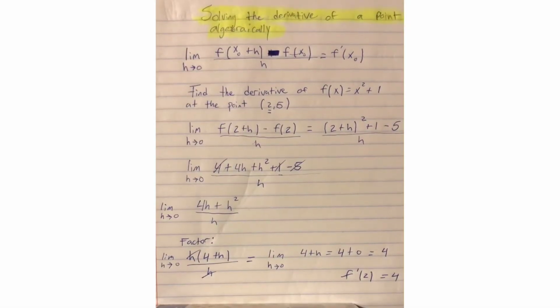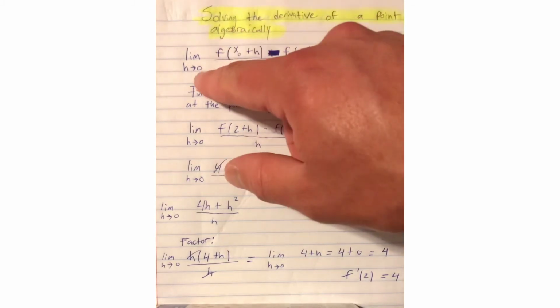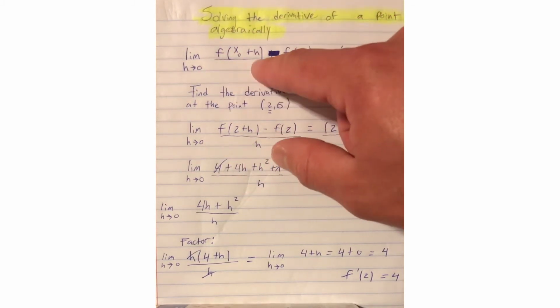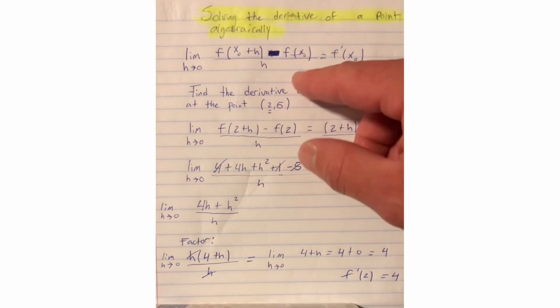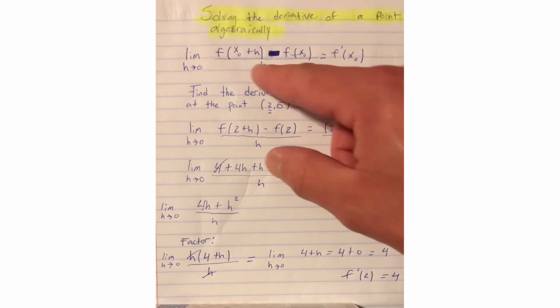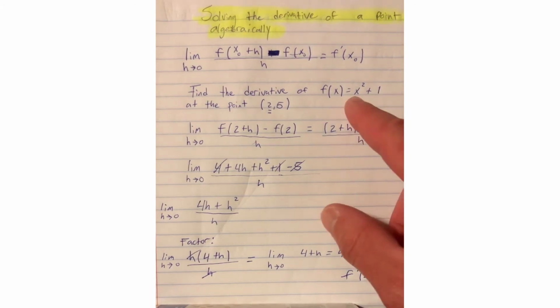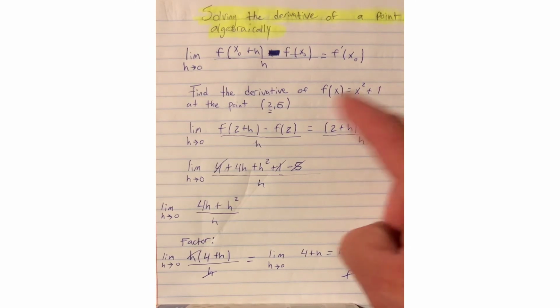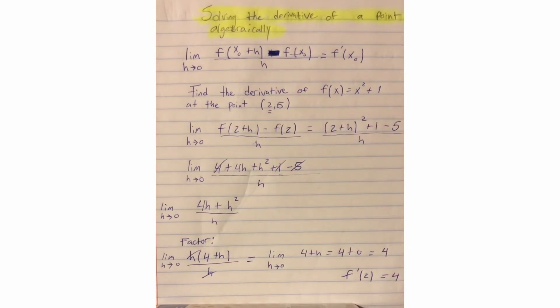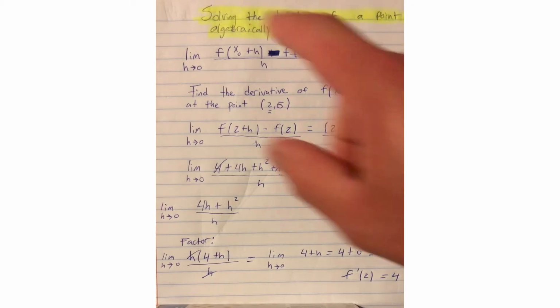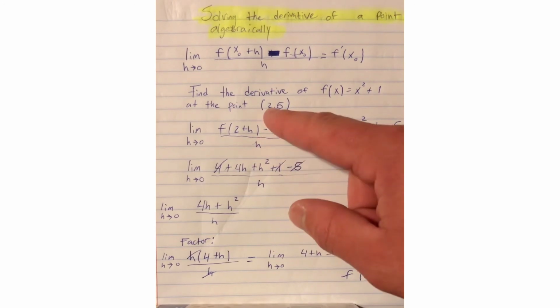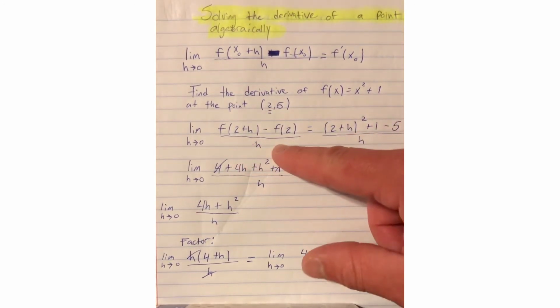Now we're talking about solving the derivative of a point algebraically. We're going to be using this equation, which means as the limit as h gets closer to 0, of f of x sub 0 plus h minus f of x sub 0, all over h. We're going to do an example of this with f of x equals x squared plus 1 at the point 2, 5. We're going to try to find the derivative. Wherever we find an x in this equation, we're going to substitute the x value, which you see right here.